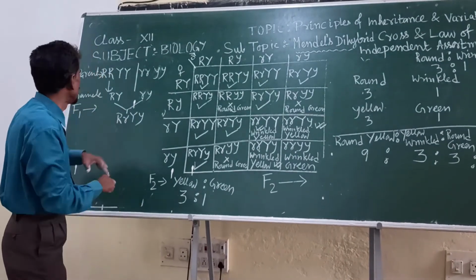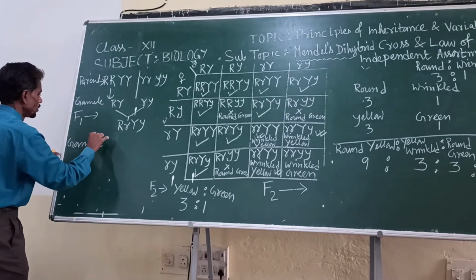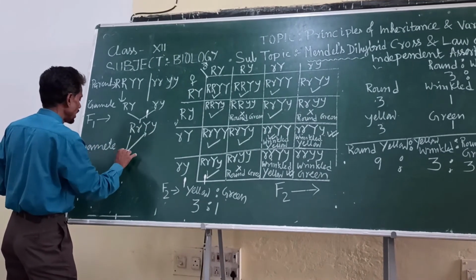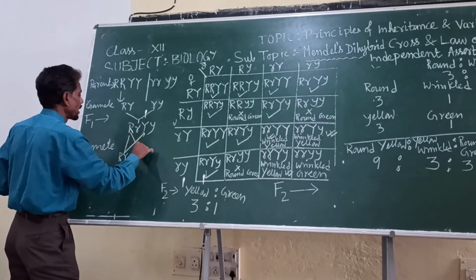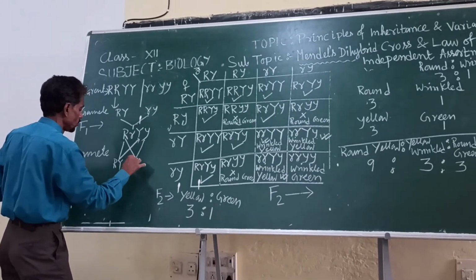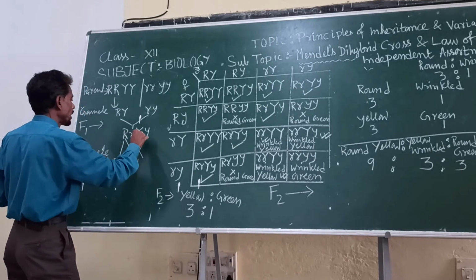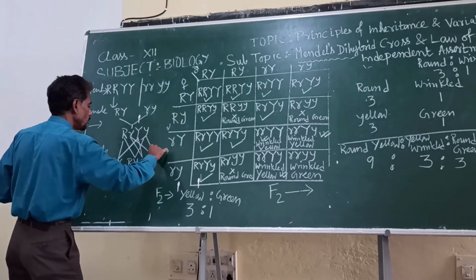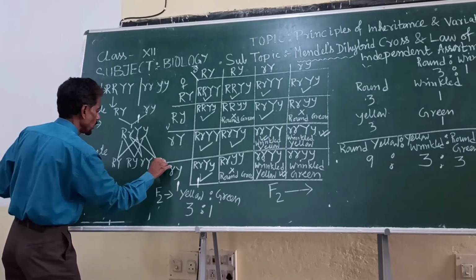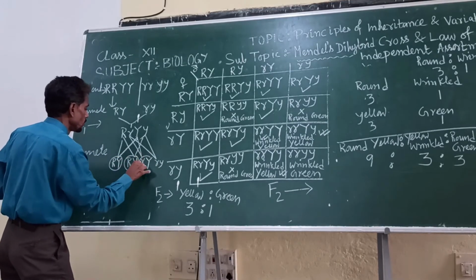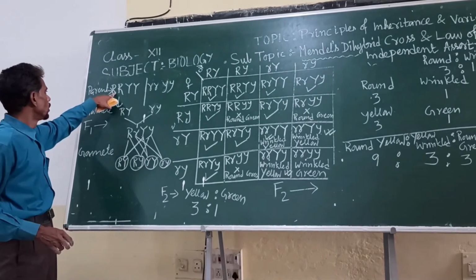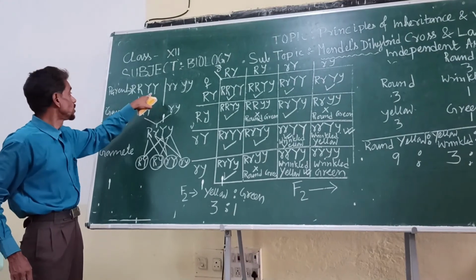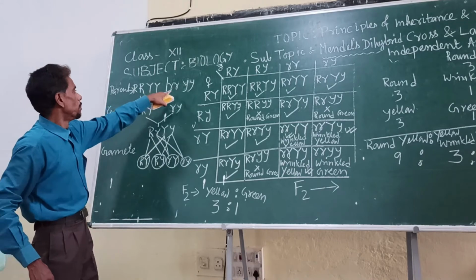When this F1 hybrid produces a gamete, what have we seen? The capital R can combine with capital Y, or capital R can combine with small y. Small r can combine with capital Y, or small r can combine with small y. We have taken a parent where the parent is capital R, capital R, capital Y, capital Y. That means round and yellow versus wrinkled and green.